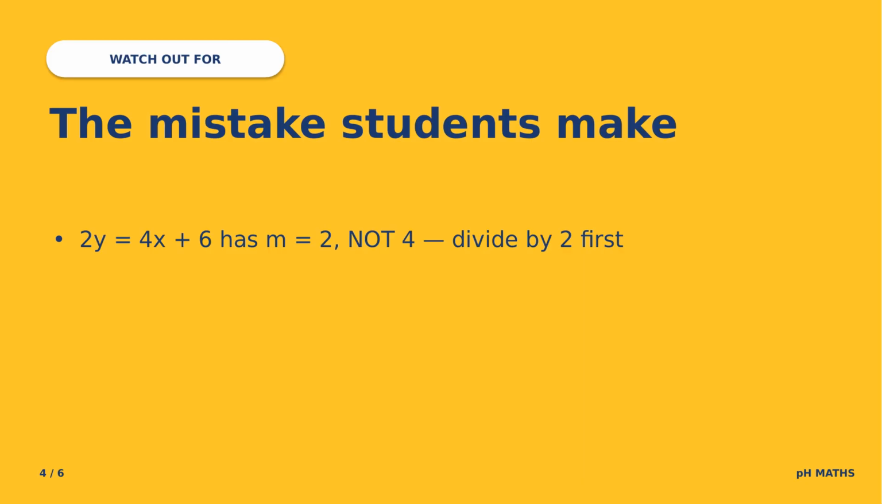Common mistake. 2y equals 4x plus 6 does not have the gradient 4. Divide both sides by 2 first. y equals 2x plus 3. Now the gradient is 2. If the coefficient of y isn't 1, you have to divide everything through before reading off m and c.